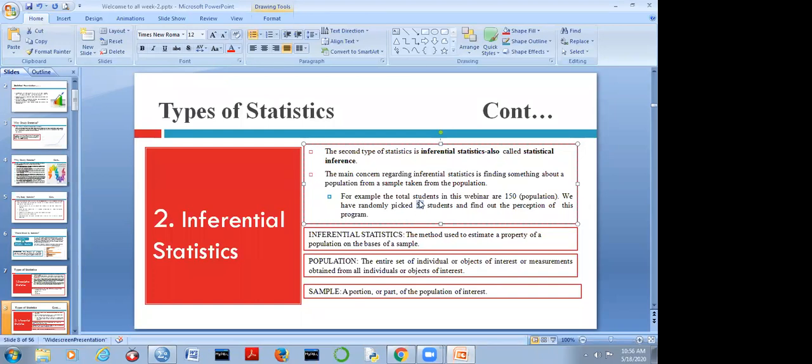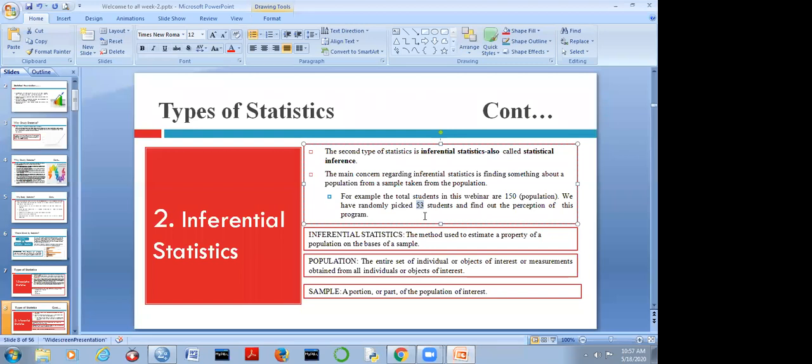On the basis of the perception of those 53, I can assume that this perception will be the same for the population. All 150 students will think like that. उनका भी वही perception होगा. On the basis of the sample, I find out. This is called an inferential statistic. Inferential statistics is the method used to estimate a property of the population on the basis of a sample. Sample के base पर population की property को identify करना.